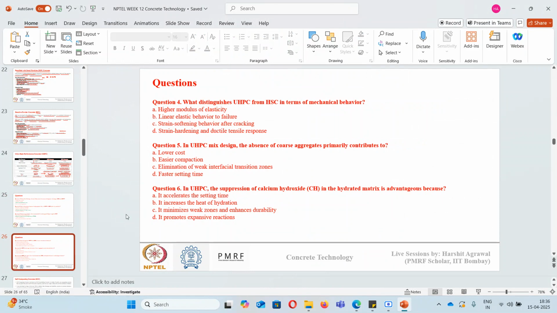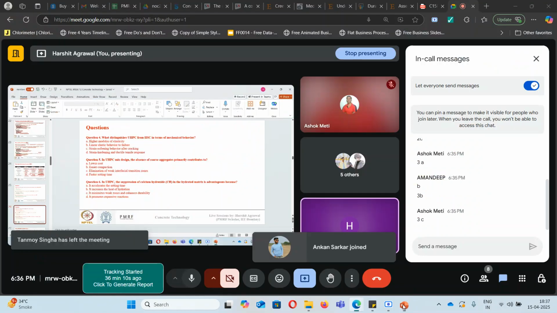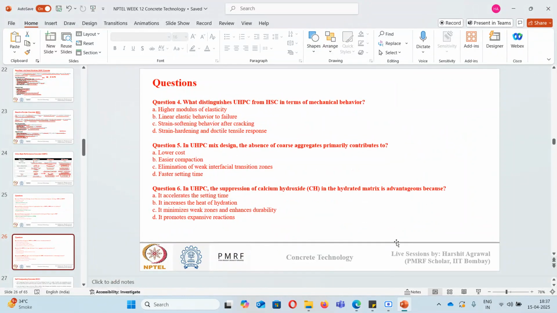Okay, now try to answer these three more questions. They are mostly related to ultra high performance concrete. Question number four: what distinguishes ultra high performance concrete from high strength concrete in terms of mechanical behavior? Can anyone tell me the answer for question number four?